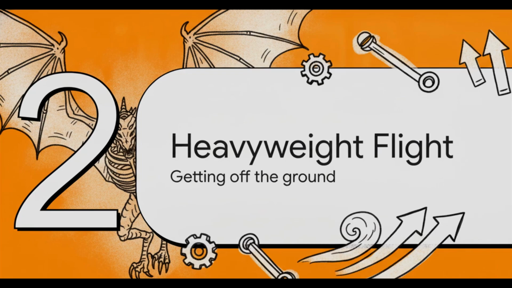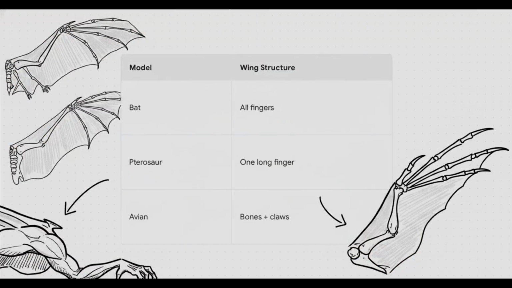Moving on to Section 2, Engineering Heavyweight Flight. Now that we have our 4-limbed chassis picked out, we have to solve a massive engineering challenge. How on earth do we get this heavyweight reptile off the ground? We basically have 3 evolutionary options for our front limbs. Bats fly by while endlessly high-fiving the air with all their elongated fingers. Pterosaurs used one massive, super long finger. But it turns out for our dragon, we're definitely going to want to use the avian dinosaur model.